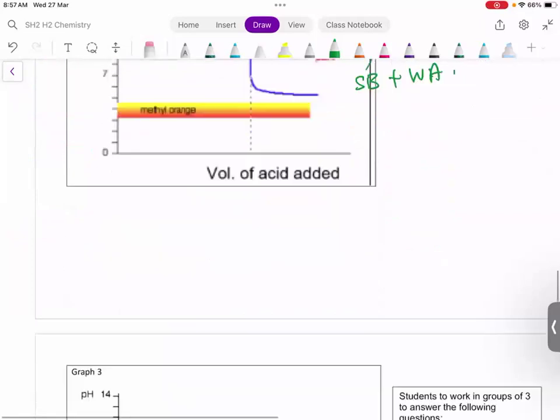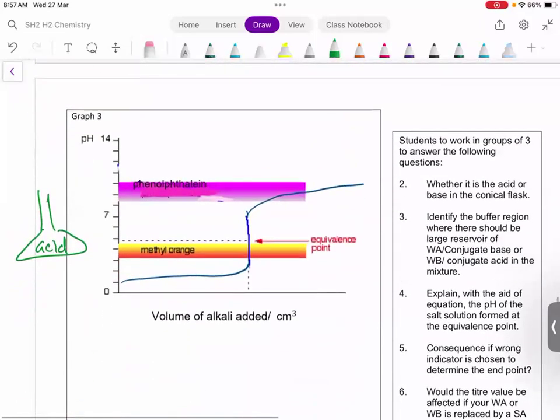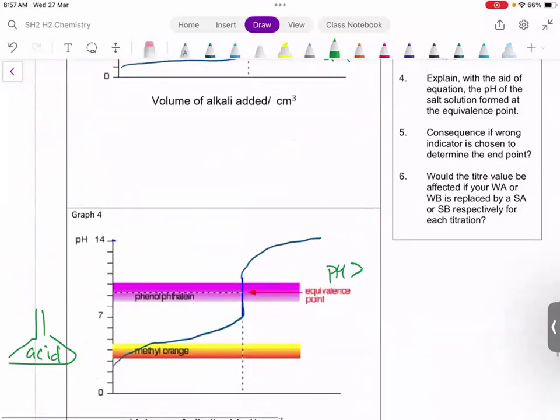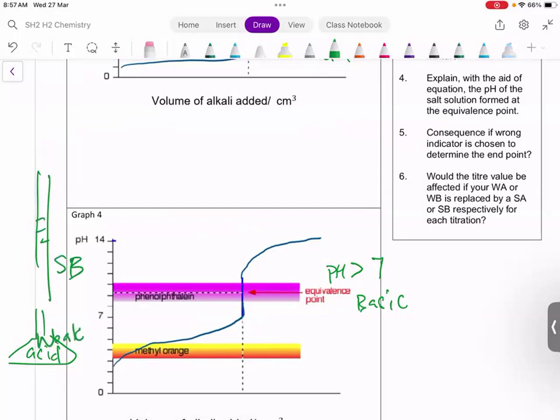Similarly, if you look at the next part, the equivalence point here is less than 7. So this means that it's an acidic salt. So this is a strong acid, then this is your weak base. Logical? Okay, if you look at the last one, your pH is more than 7, so it's a basic salt. Strong base is in your conical flask, and the weak acid is in your burette. Okay, so far so good.